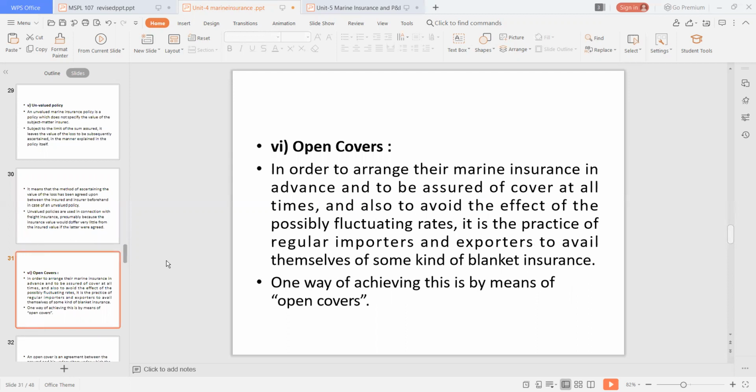Next, open covers. In order to arrange their marine insurance in advance and to be assured of cover at all times, and also to avoid the effect of possibly fluctuating rates, it is a practice of regular importers and exporters to avail themselves of some kind of blanket insurance. One way of achieving this is by means of open covers.